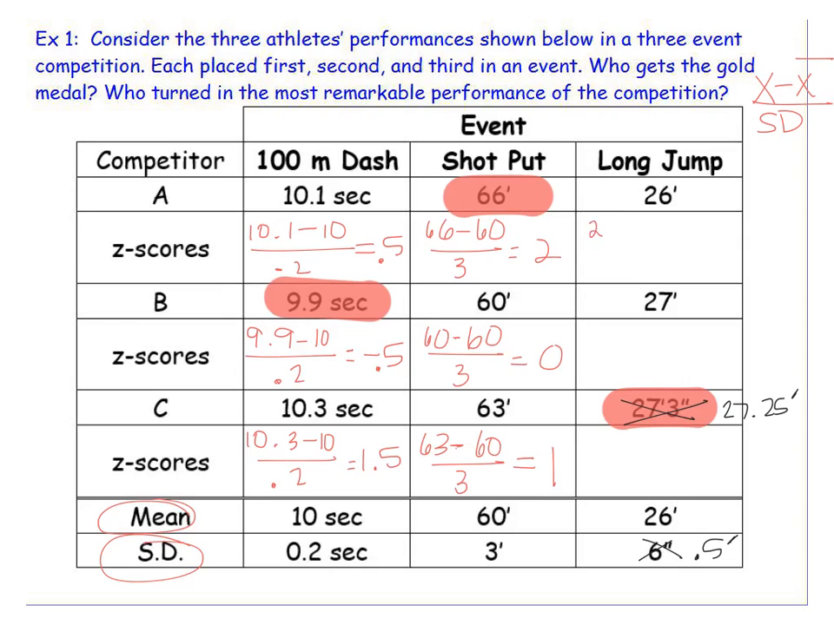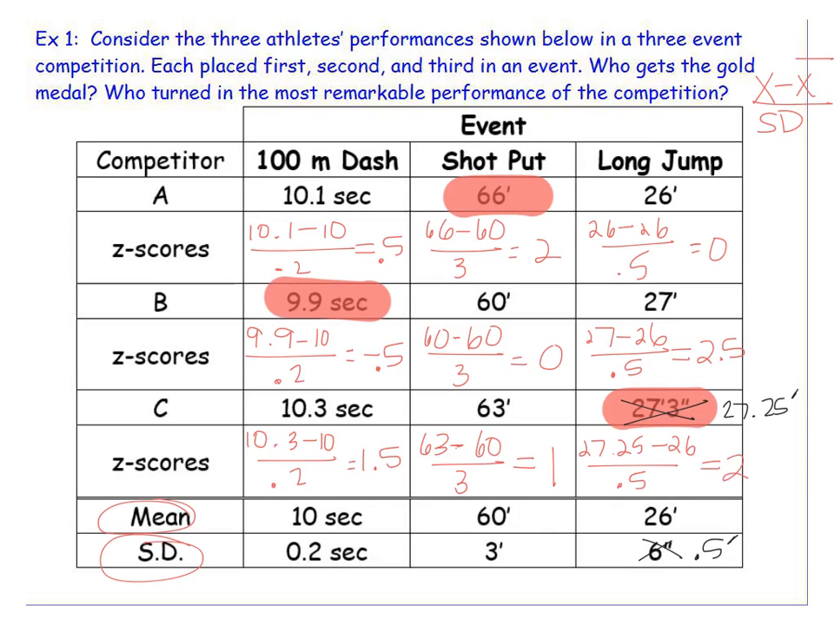Data value 26 minus the mean of 26 divided by 0.5, you get 0. Data value 27 minus 26 divided by 0.5, I end up with 2.5. And data value 27.25 minus the mean of 26 divided by 0.5, I end up with 2.